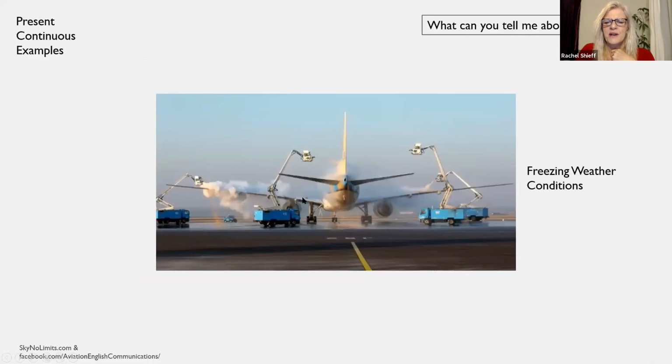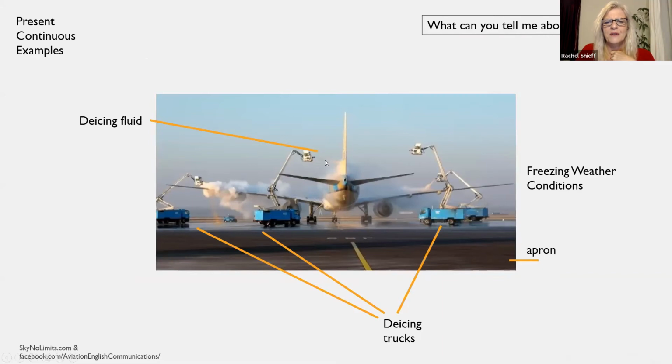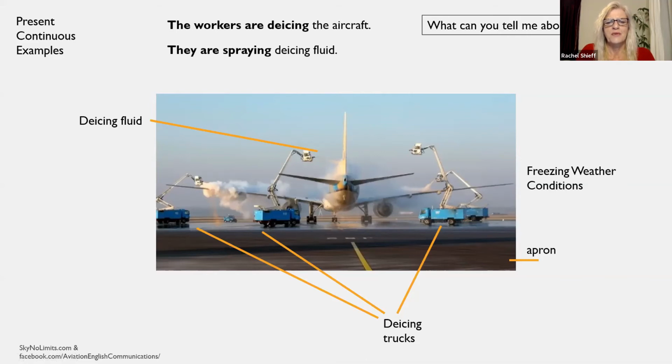So this photo shows freezing weather conditions. What can you tell me about the photo? So we have the apron, de-icing trucks, and de-icing fluid, okay, which is coming out of this hose here. So here's some examples. The workers are de-icing the aircraft. They are spraying de-icing fluid.